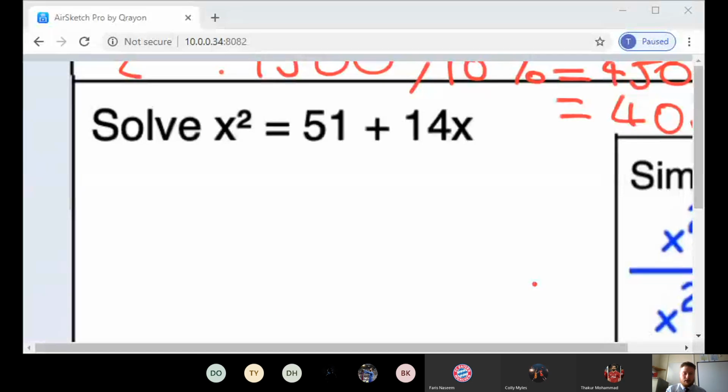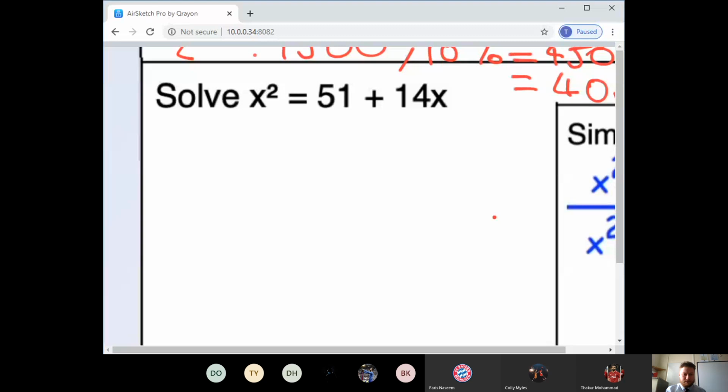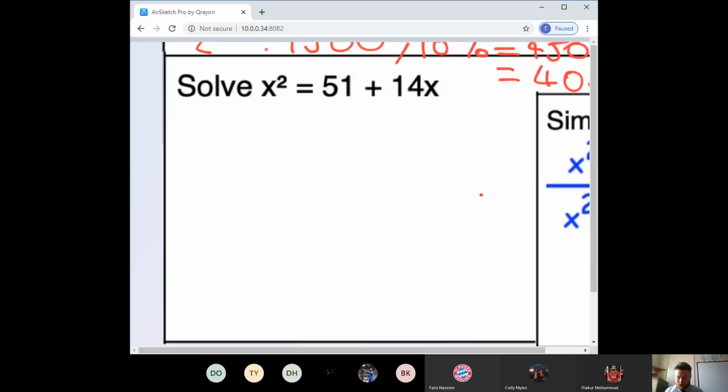Okay, the next one: solve x squared is equal to 51 plus 14x. So for this question, let's just expand this, hopefully you can still see that all right. There we go. What we need to do is start by rearranging the equation, getting everything over to one side, so we have x squared minus 14x minus 51 is equal to 0.